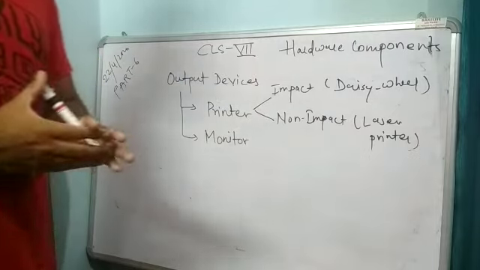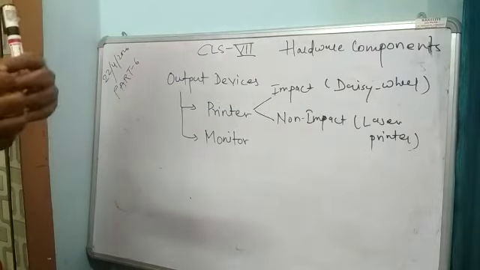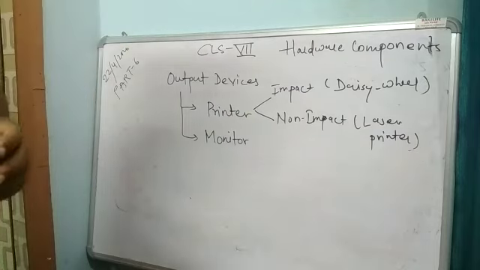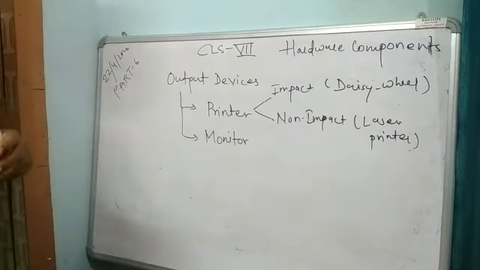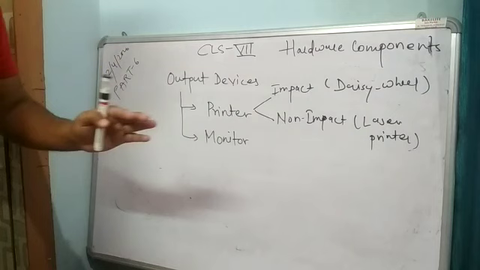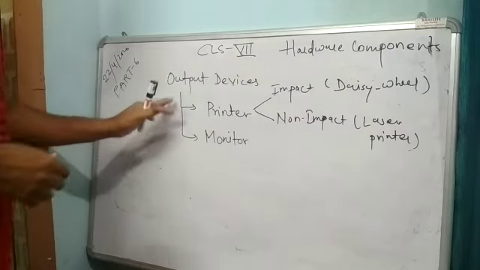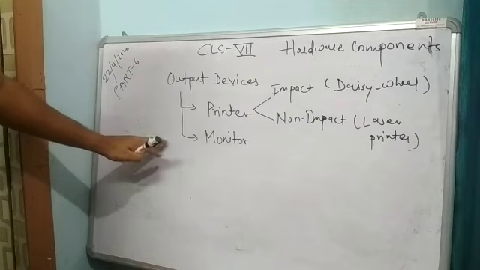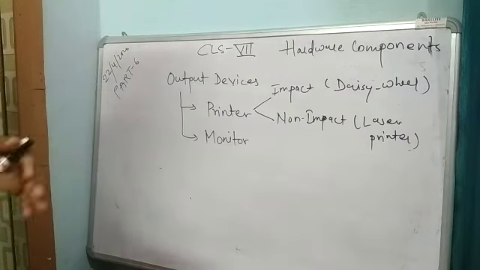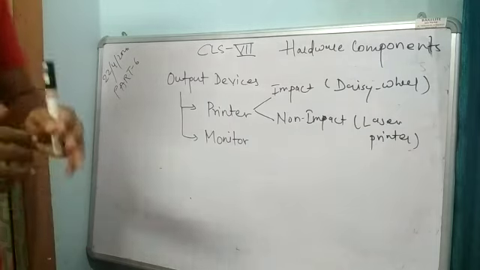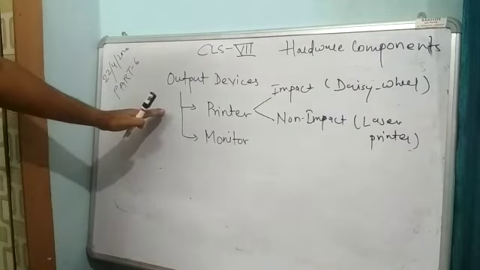That is hardware components. Students, in the previous videos we have discussed the internal components of the computer. Today we will discuss a few output devices, and the two output devices that I have picked are the printer and the monitor. There are so many output devices given in your syllabus. We will discuss them one by one. So let's start with the printer.